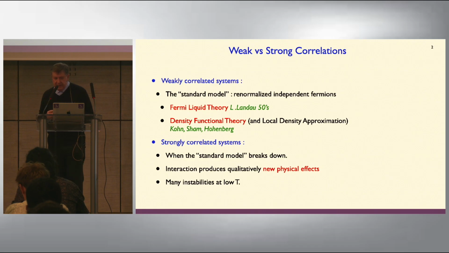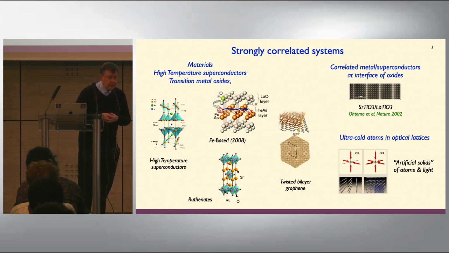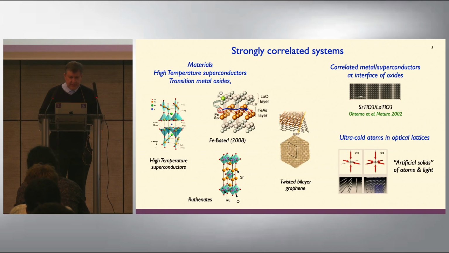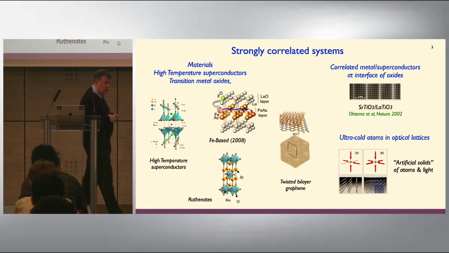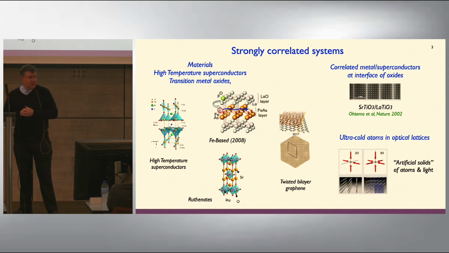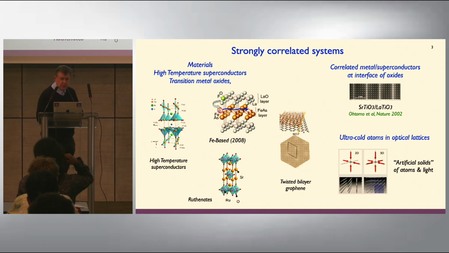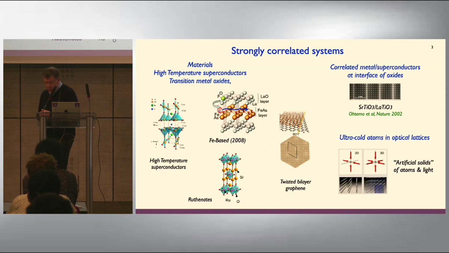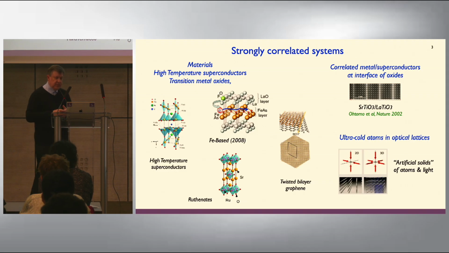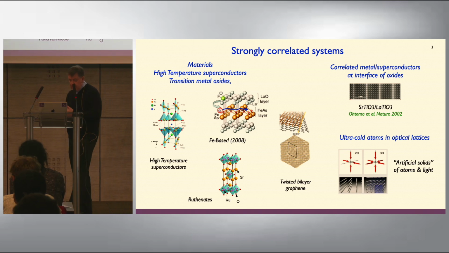Interaction produces new physical effects, new phases, many instabilities, and qualitatively different effects. There are many examples of such systems. Very famously, some cuprate superconductors, some ruthenates. I'm sure Antoine will talk a lot about strontium ruthenate in his second lecture about DMFT, multi-orbital systems, iron systems, more recently bilayer systems, but also interfaces of oxides, for example, alloys, or ultra-cold systems. So it's really a large variety of systems for which we want to be able to compute, and to which we can apply DMFT.